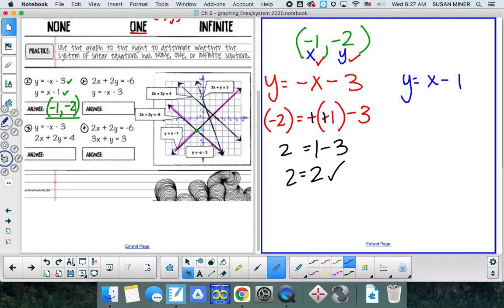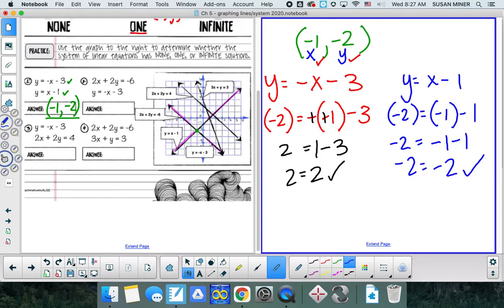Next, I'm going to substitute into this equation the same numbers. Y was a -2, x is a -1, and I'm going to solve. -2 equals -1 minus 1, so -2 equals -2. Here's my true statement. So using this point right here, both of those equations are true.